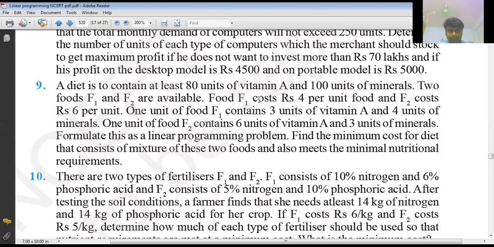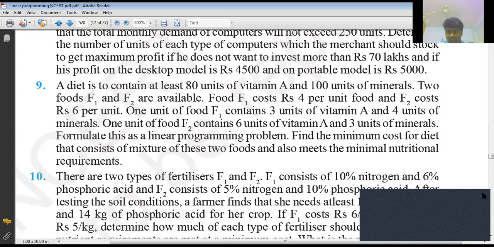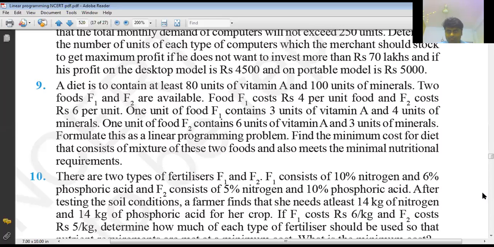Okay, question number 9. A diet is to contain at least 80 units of vitamin A and 100 units of minerals. Two foods F1 and F2 are available. Food 1 costs 4 rupees per unit. Food 2 costs 6 rupees per unit. 1 unit of food F1 contains 3 units of vitamin A and 4 units of minerals. 1 unit of food F2 contains 6 units of vitamin A and 3 units of minerals. Formulate this as a linear programming problem. Find the minimum cost for a diet that consists of a mixture of these two foods and also meets the minimal nutritional requirements. Okay, so now let us see this solution.